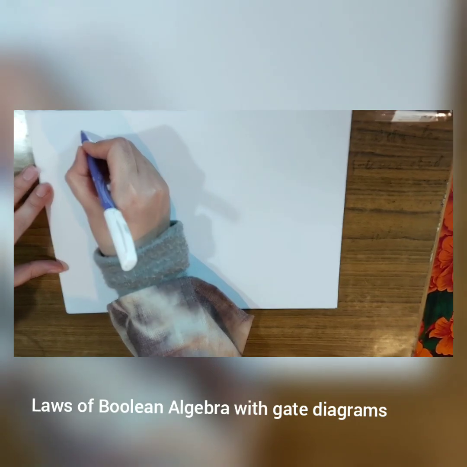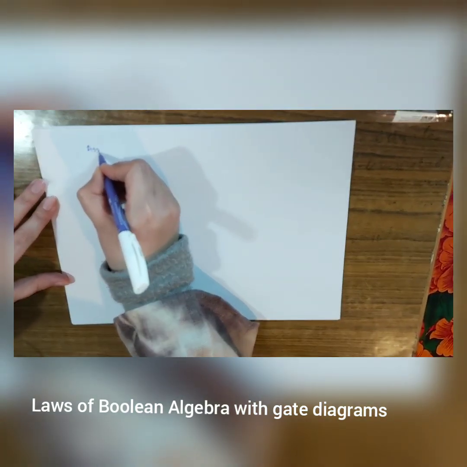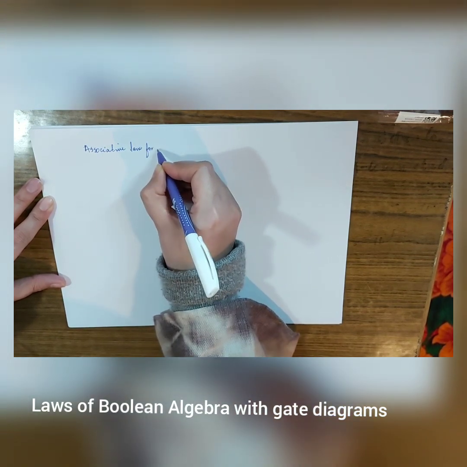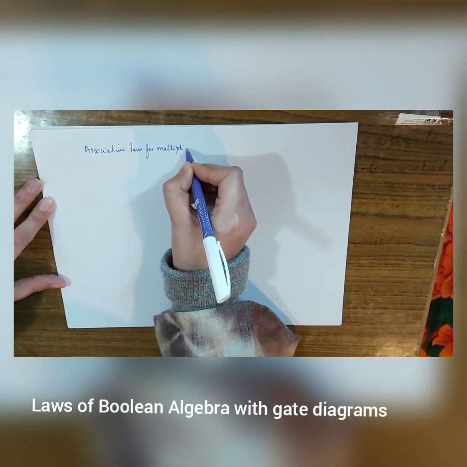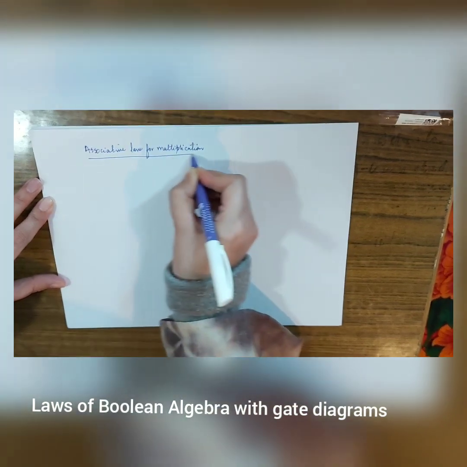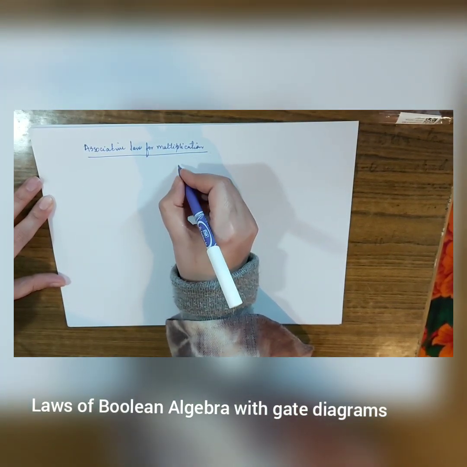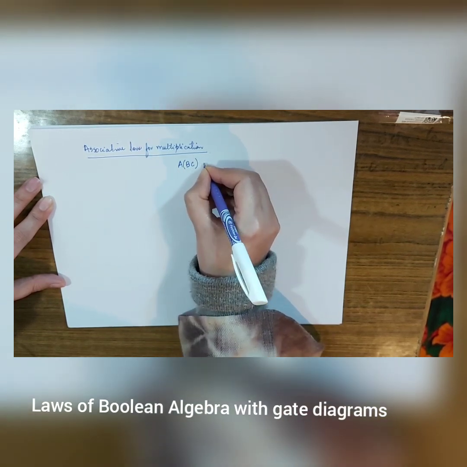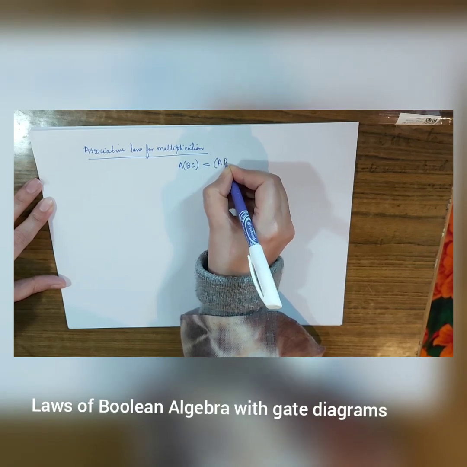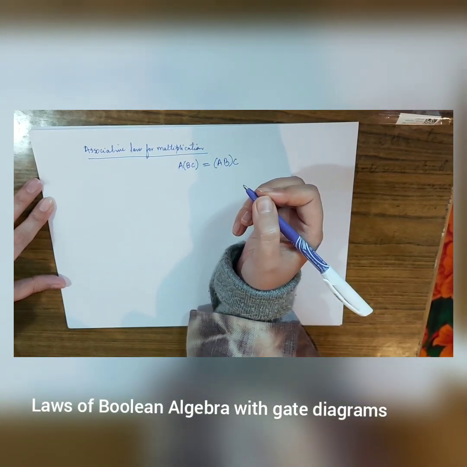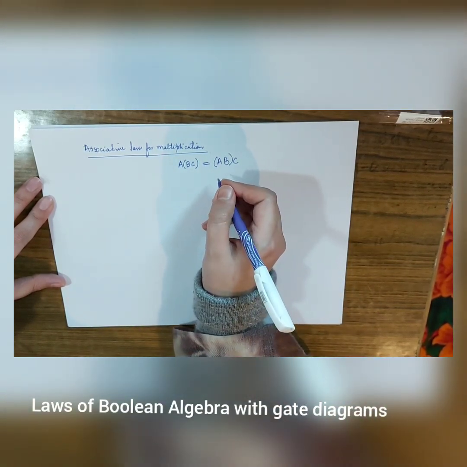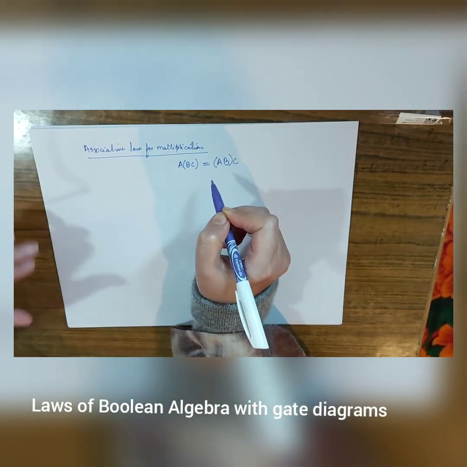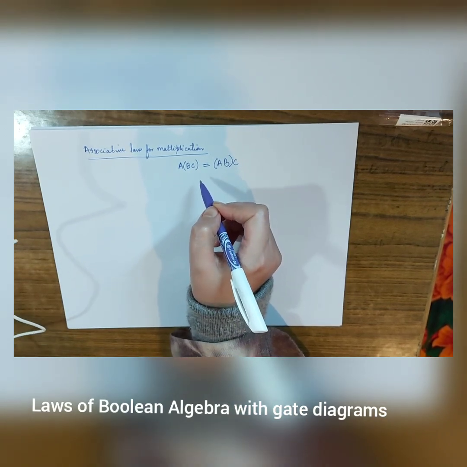So, the associative law for multiplication. This law is written as A and B and C will always be equivalent to A, B and C. It states that it makes no difference in what order the variables are grouped when ANDing more than two variables.